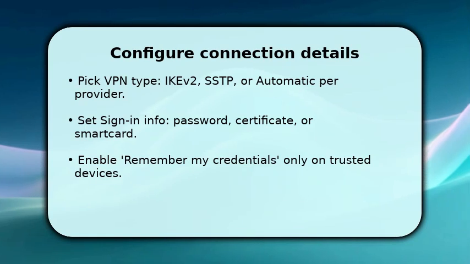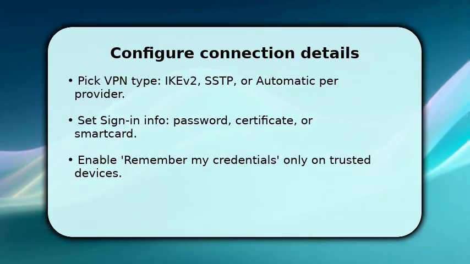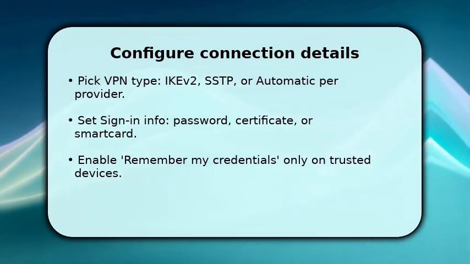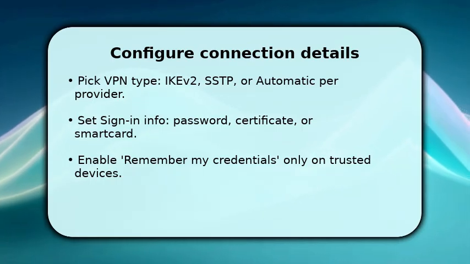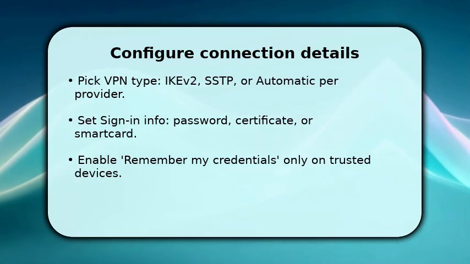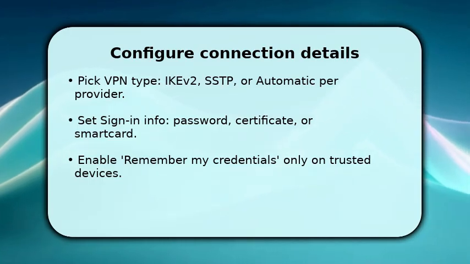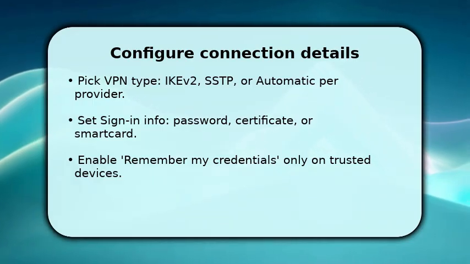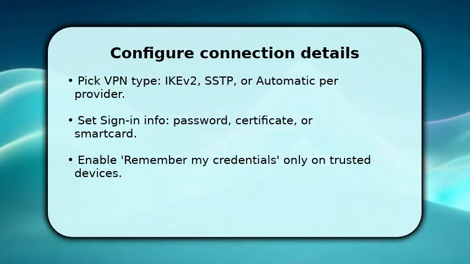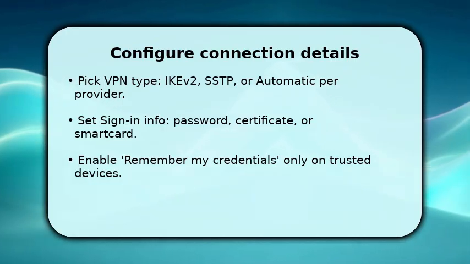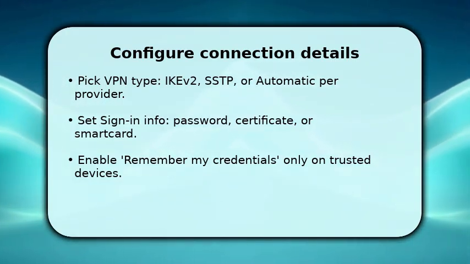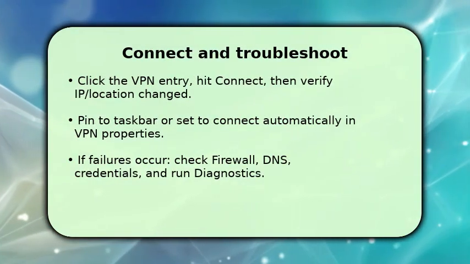Next, you configure the protocol and authentication because those choices control security and compatibility. Choose IKEv2 or SSTP when your provider recommends them, or leave VPN type on automatic to let Windows negotiate. Then set sign in info, password, certificate, or smart card so authentication matches the server. Make sure to enable Remember My Credentials only on a trusted device to save time. Also verify advanced settings like encryption and proxy. Incorrect choices here can cause failures.